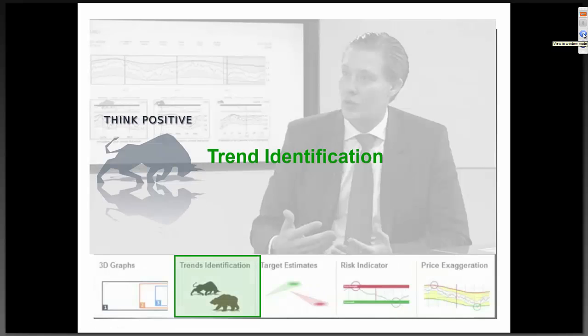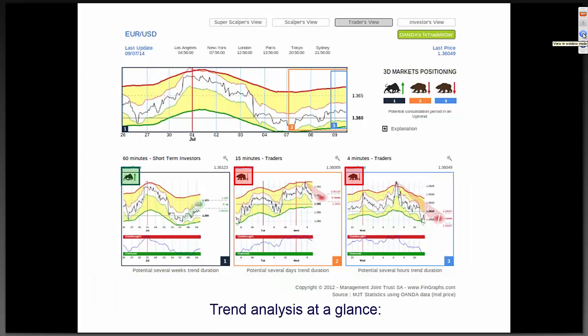So let's go into the indicators. First of all, trend identification. Again, trend analysis at a glance. This is a trader's view taking a few weeks back on Euro US dollar. We'll go into the live examples in a few minutes. So the 60 minutes is in a bull, the 15 minutes is in a bear, and the 4 minutes is in a bear. So potential uptrend, potential downtrend, potential downtrend.